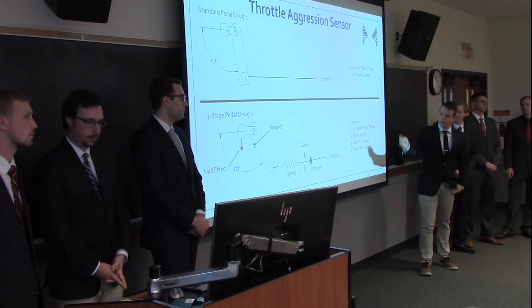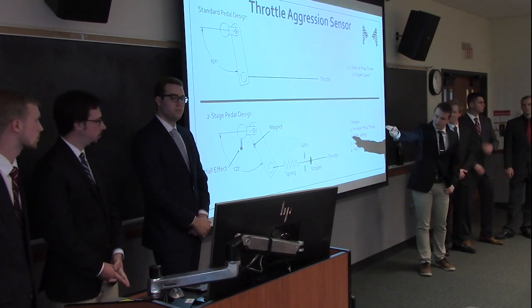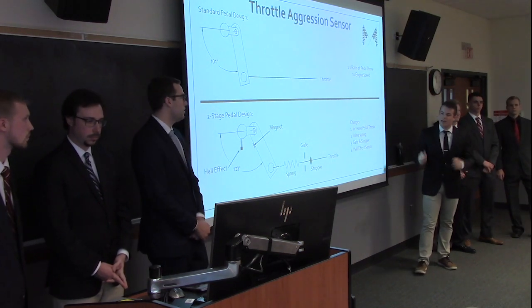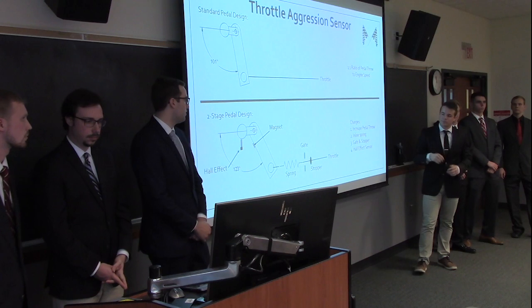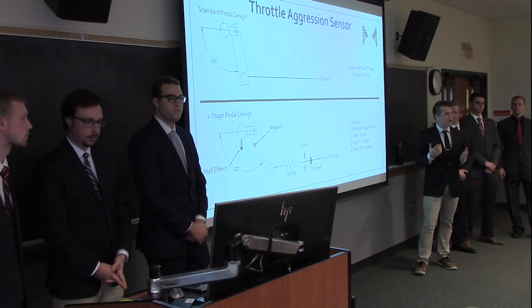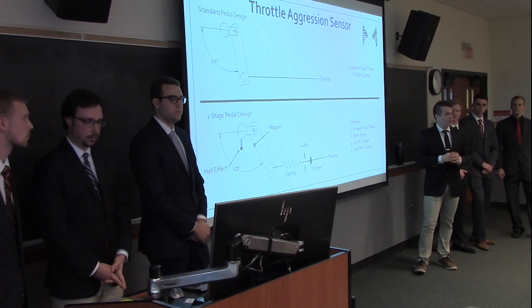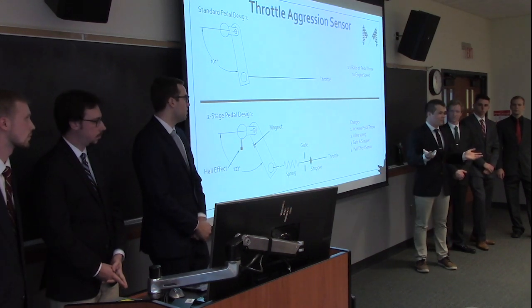What that allows us to do is mount a magnet to the pedal, as you can see there, and another Hall effect sensor, which, as we said earlier, measures magnetic field. And as the pedal gets closer, the signal reads the magnetic field stronger, thus giving a larger input into the controller, and that allows the car to drive more aggressively. Now you're probably saying, what the heck does that mean?